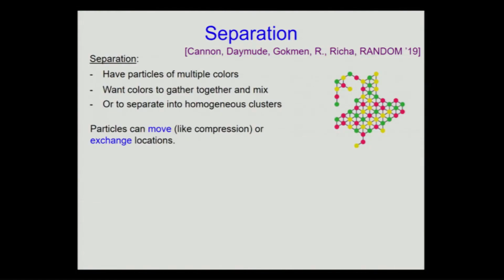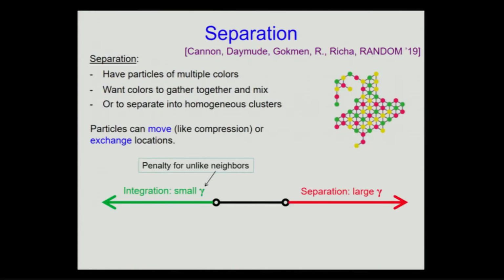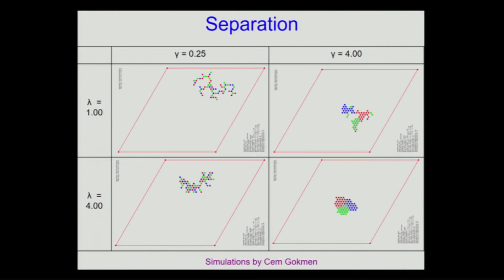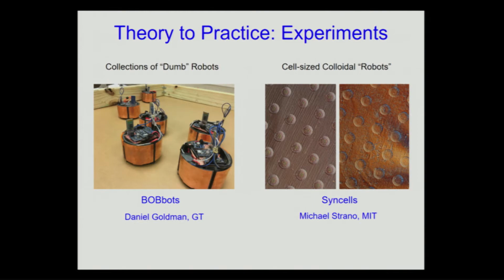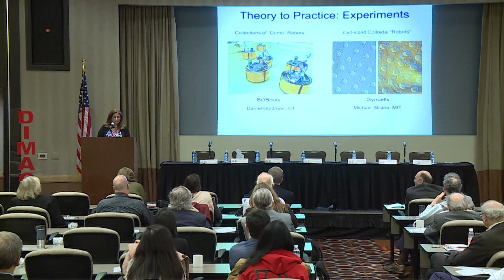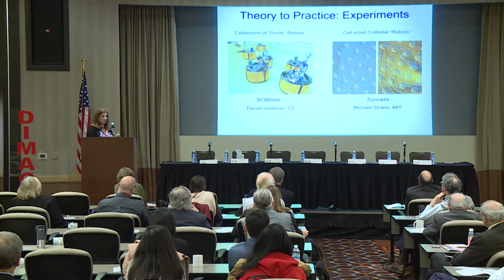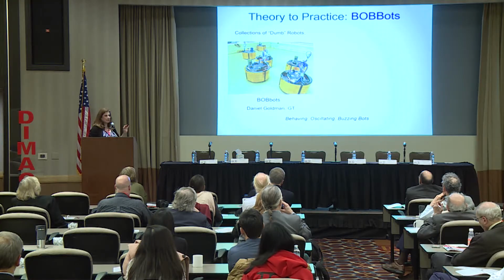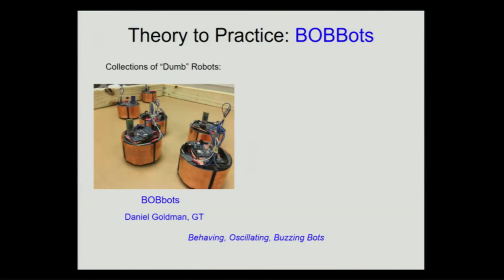Separation, again, you have different species of ants. We show that there are two parameters, one for compression, one for separation, and here are the four pictures of compressed, not compressed, and separated and integrated. And you could see they're doing exactly what you would expect them to do. Okay, so this is the fun part, which is how do we actually implement our algorithms in the real world? So first I'm going to start with Bots, which is a collaboration with Dan Goldman's lab. Okay, so these are behaving, oscillating, buzzing bots, named after Bob Behringer, who is one of the founders of this collective behavior. So here, this is what bots do.